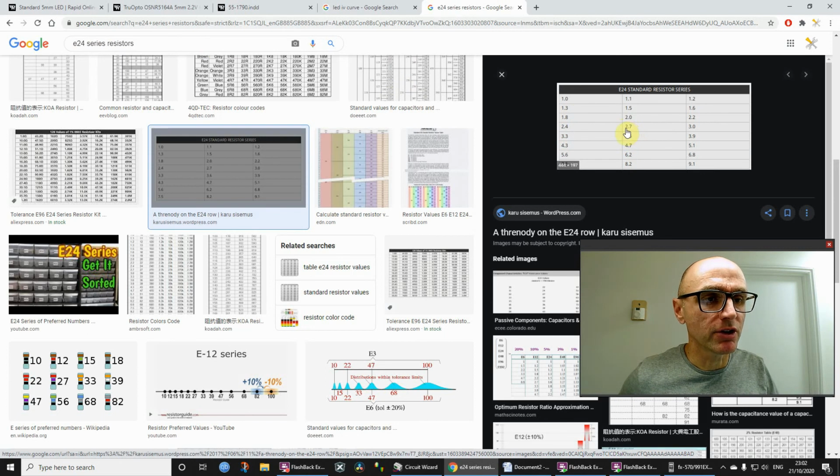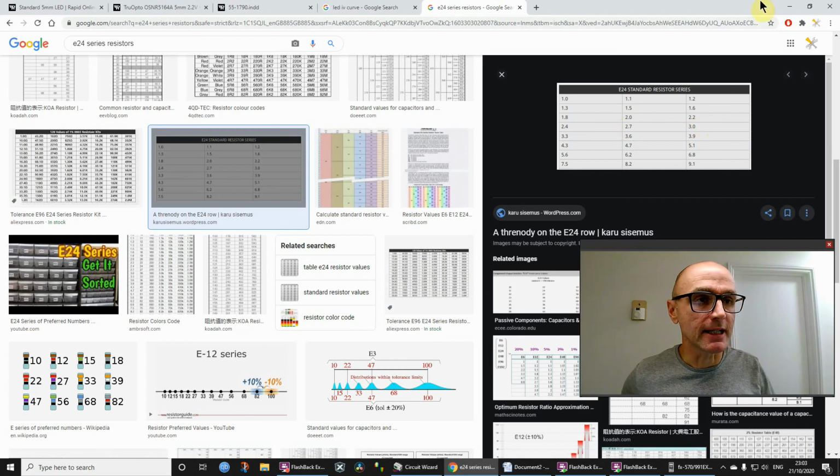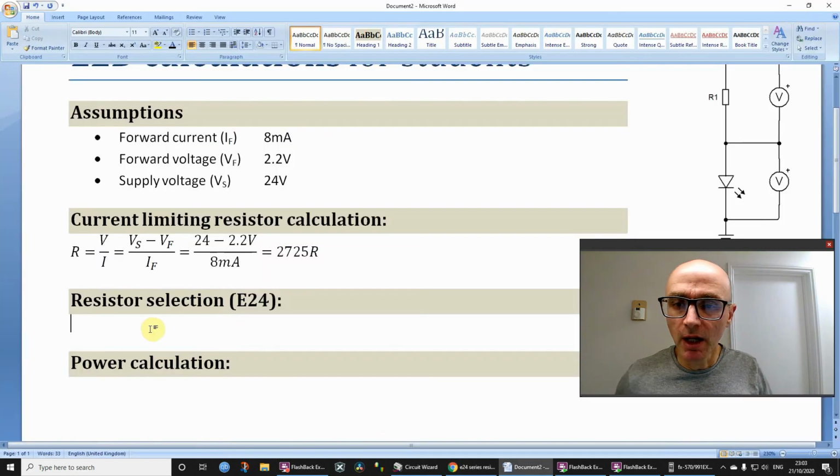What did we say we wanted? 2725. Well, we've got 27, so we'd have 2.7K, but not 2.725K. So if you want to make sure your current is less than the 8 milliamps, if that was important to you, you'd go up to 3K. So for 3K, you'd need some explanation. You need to explain that I've calculated 2725, I don't have that value, I will go to the next value up to ensure that the current does not exceed 8 milliamps, if that is your requirement.